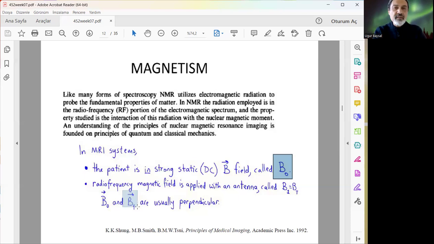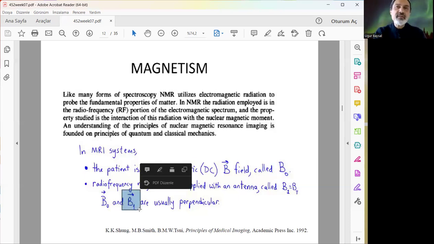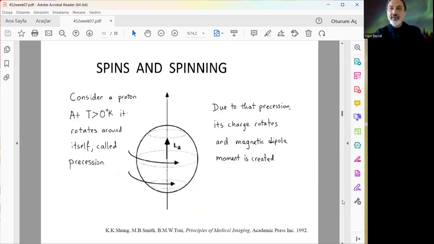The B1 magnetic field is the radio frequency magnetic field, much lower than the B0 field in peak intensity, but its frequency is in the radio frequency range, from about 60 megahertz up to 126 megahertz, with a known constant of frequency related to the magnetic field, which we will see later.